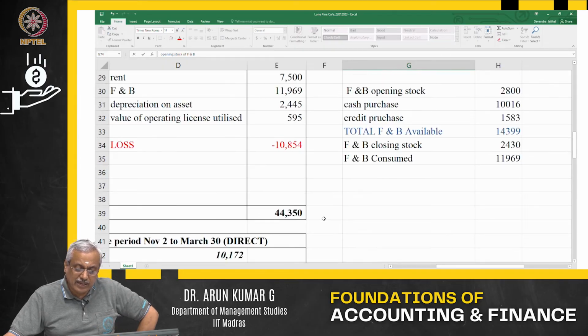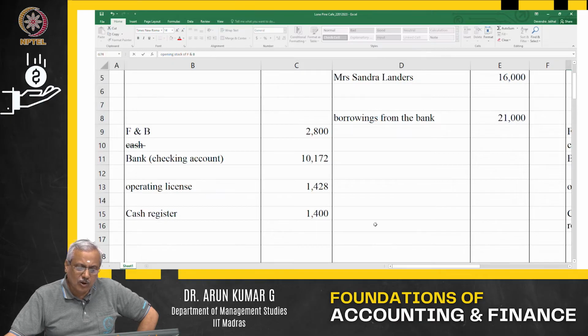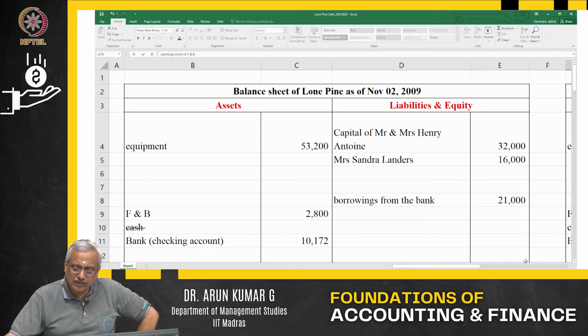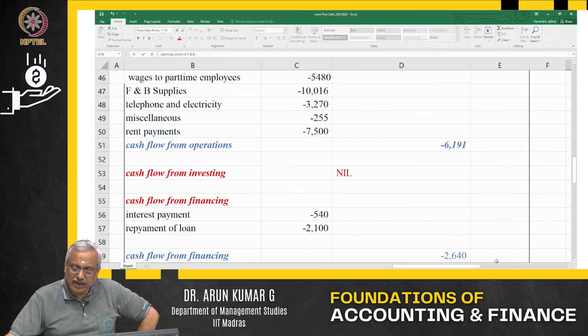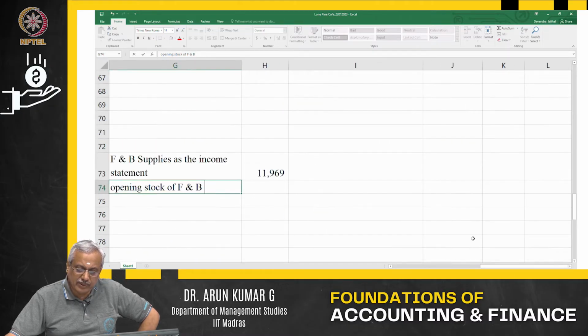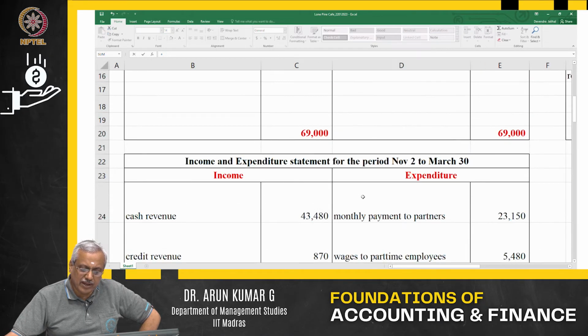Opening stock of F&B, I go to the opening balance sheet. What is the opening stock of F&B out there? I had so much stock of F&B in this particular case. That is, the opening stock of F&B in this particular case is so much.